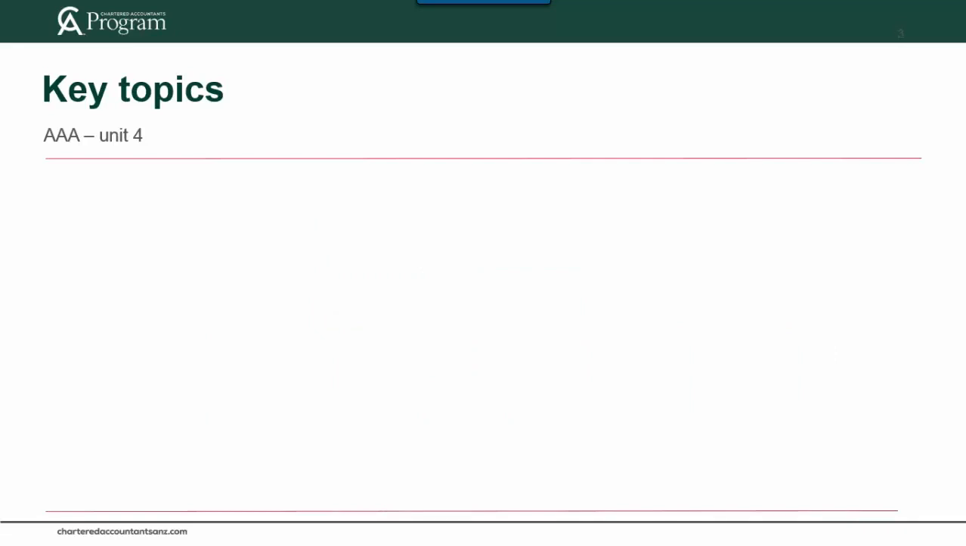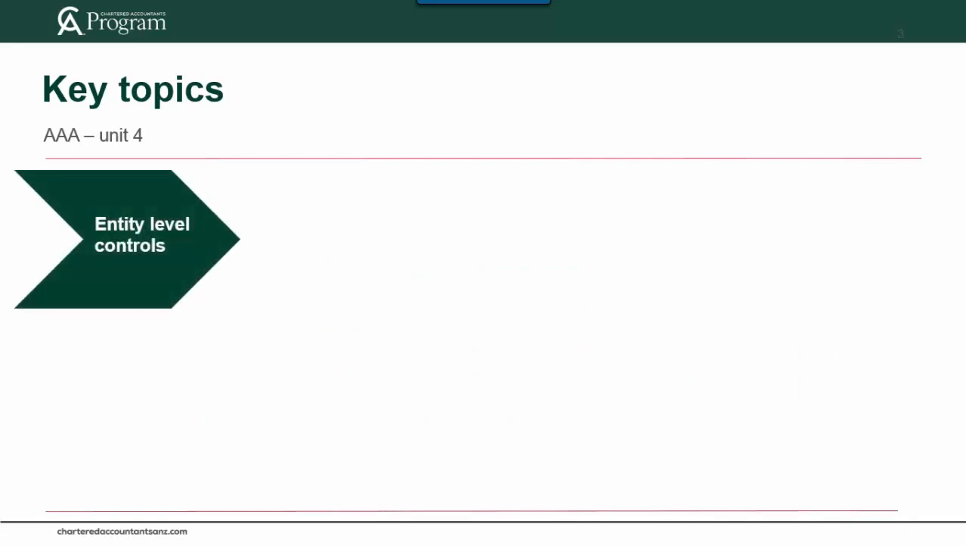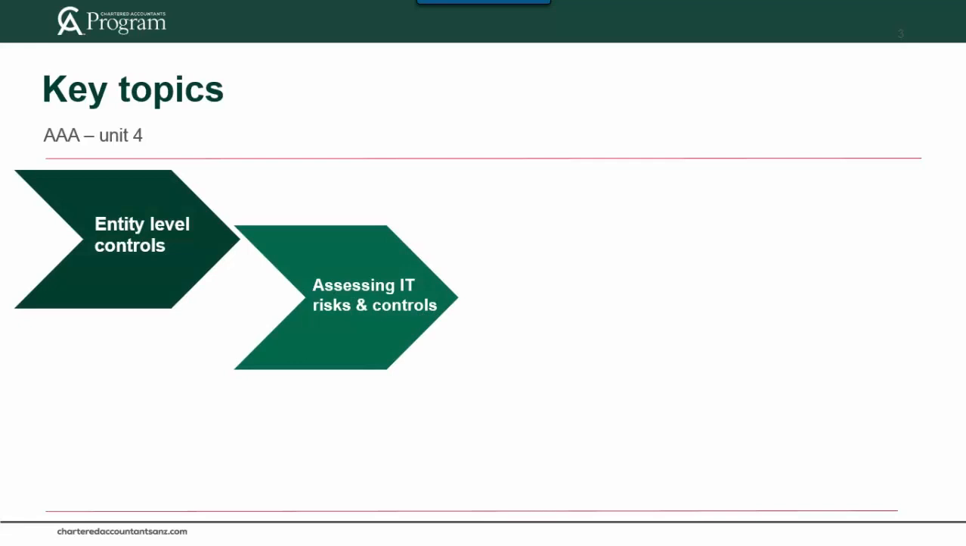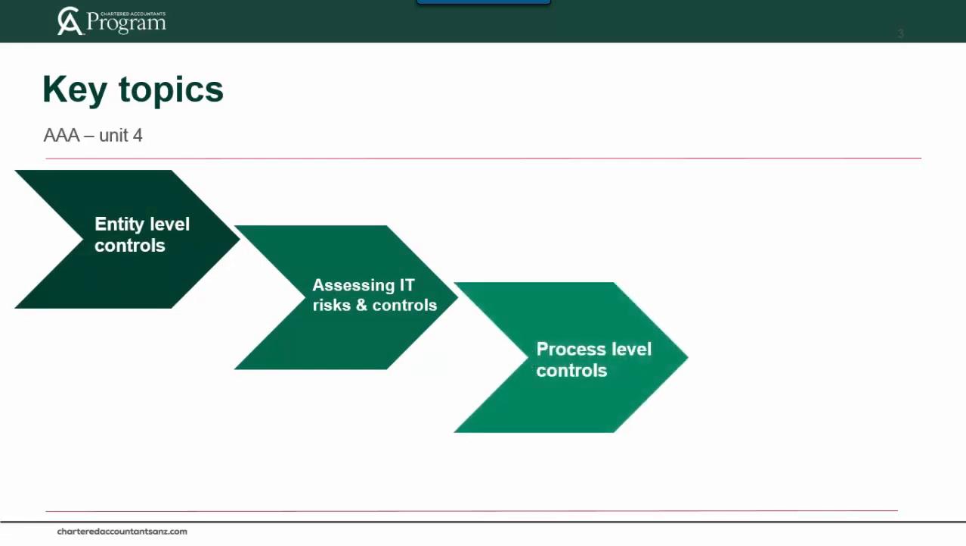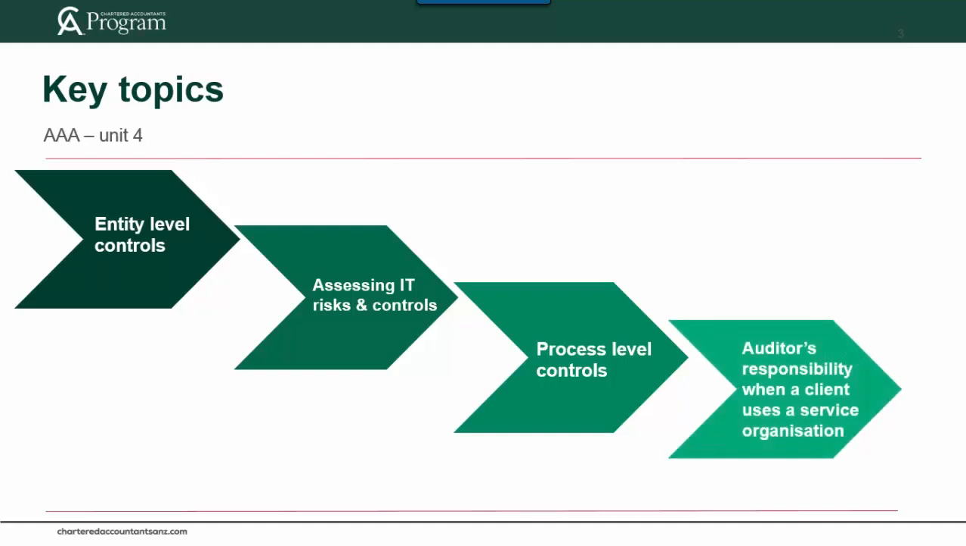Unit 4 covers the following key topics: entity-level controls, assessing IT risks and controls, process-level controls, and the auditor's responsibility when a client uses a service organisation. The first three topics discussed in Unit 4 are summarised as follows.